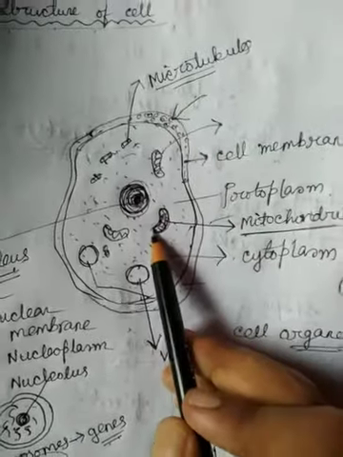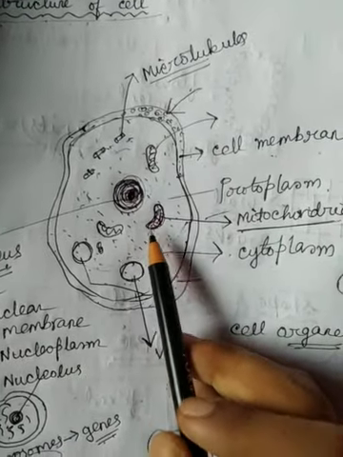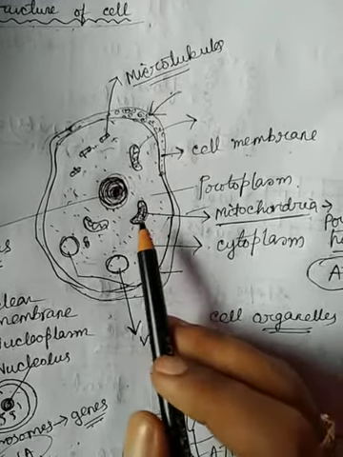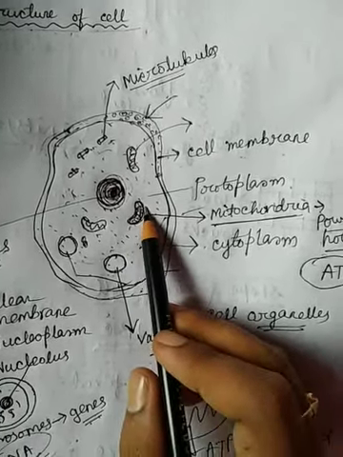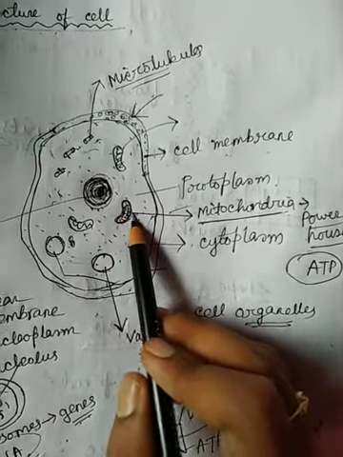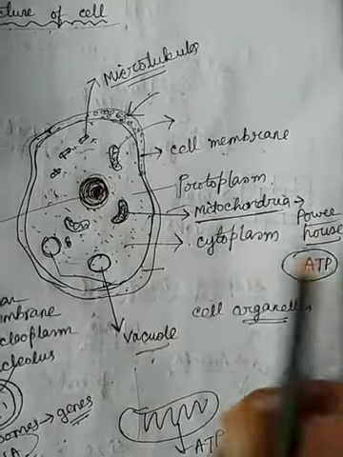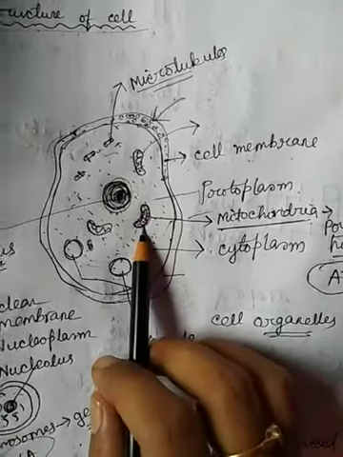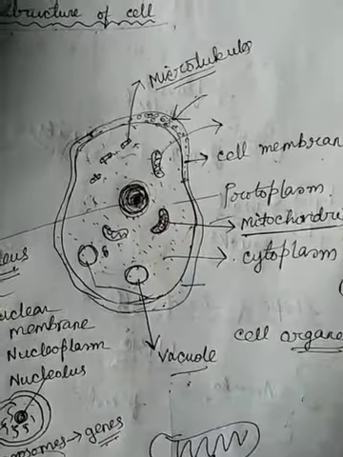In the mitochondria the food is oxidized in the presence of oxygen, and as a result ATP is produced. That's why it is called the powerhouse of the cell. ATP means energy or power. This is an important cell organelle present within the cytoplasm, the mitochondria.